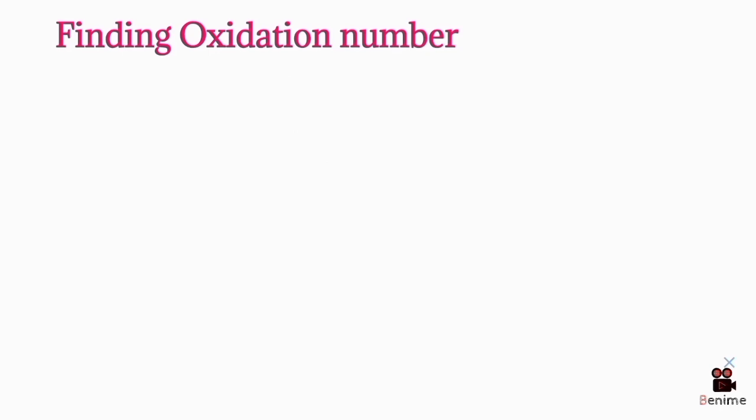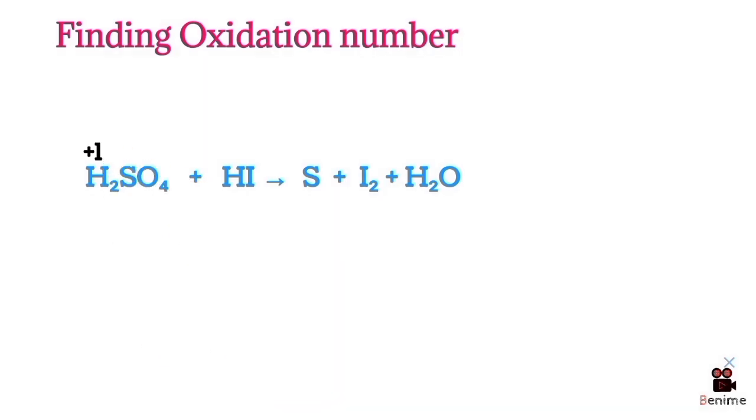Equation number 1. H2SO4 reacts with HI to form sulfur, I2, and H2O. According to the rules, the oxidation number of hydrogen is usually +1 in its compounds. So, in this equation, we assign oxidation number +1 to hydrogen. Oxygen is usually found in the -2 oxidation state. So, we assign oxidation number -2 to oxygen.